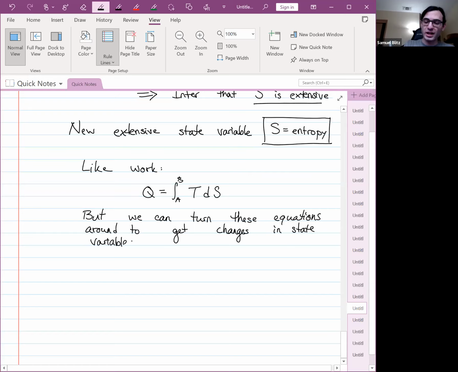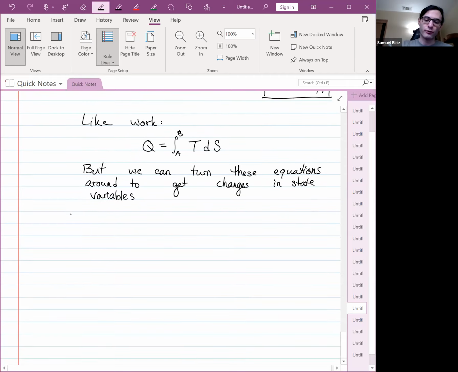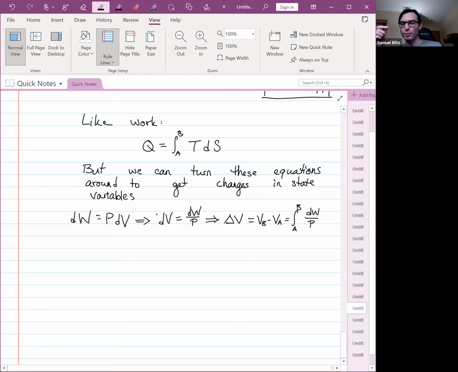We can turn them around so that instead of writing Q in terms of changes of state variables, we can write changes in state variables in terms of W and Q. So for work, we have dW equals P dV. And so that would imply that dV is equal to dW divided by P, which would imply that the change in volume of a gas, which is VB minus VA, is an integral from state A to state B of a small amount of work divided by the pressure. So you add a little bit of work, you divide the amount of work done by the pressure, and then you do it again, and you keep doing it again. You add up all of those works divided by pressures, and then that will give you a change in volume.